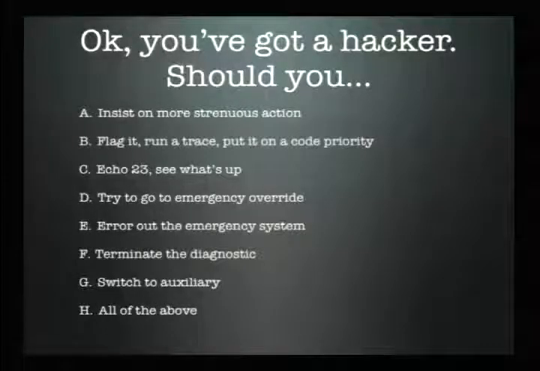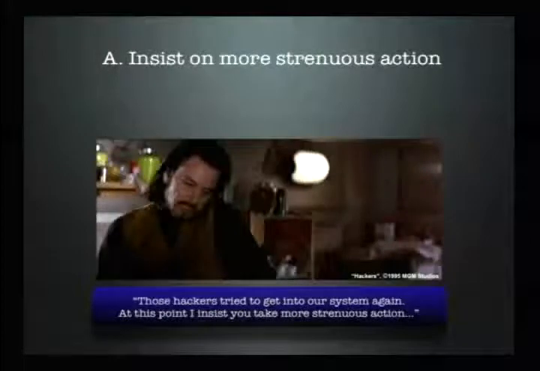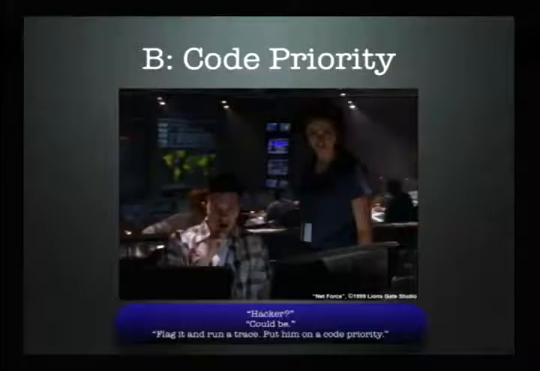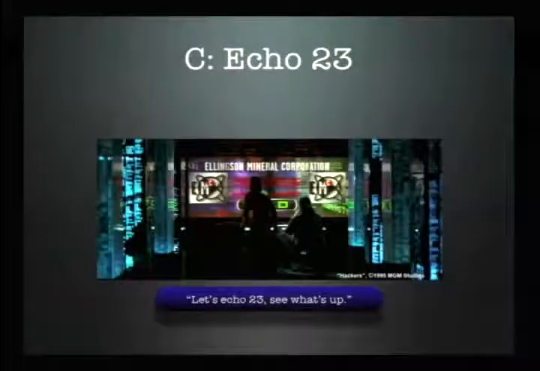All right. So let's review. Here's your A, insist on more strenuous action. Those hackers try to get into our system again. At this point, I insist you take more strenuous action. Step 1. Step 2, hacker, could be. Flag it, run a trace, put it on a code priority. Good advice. Here's your C, let's echo 23, see what's up.